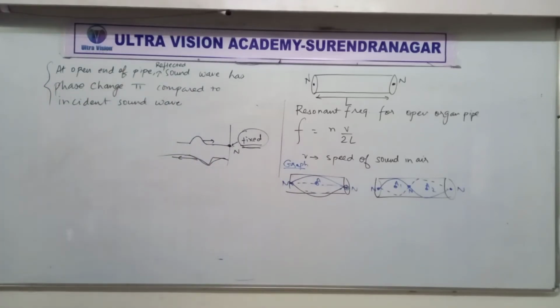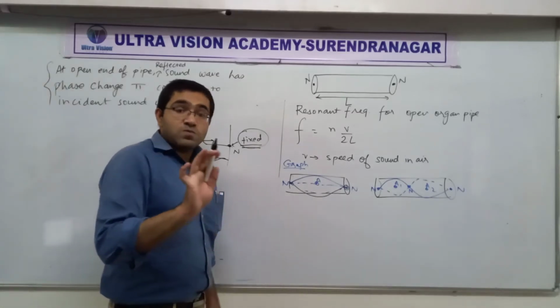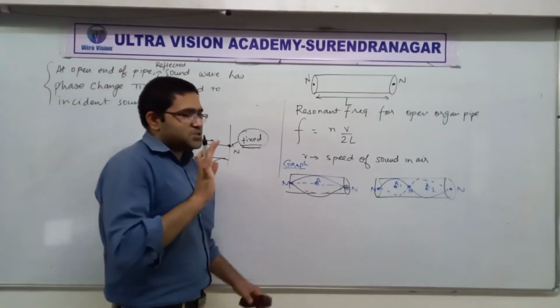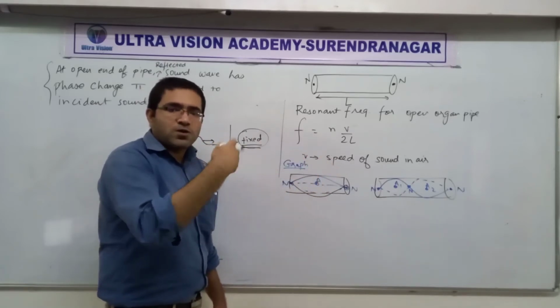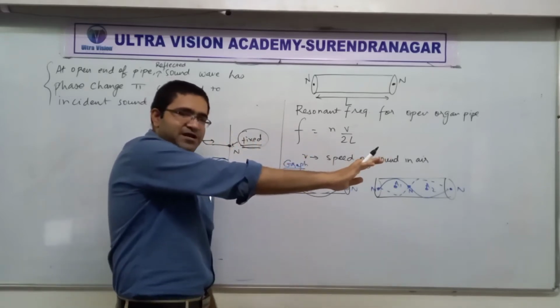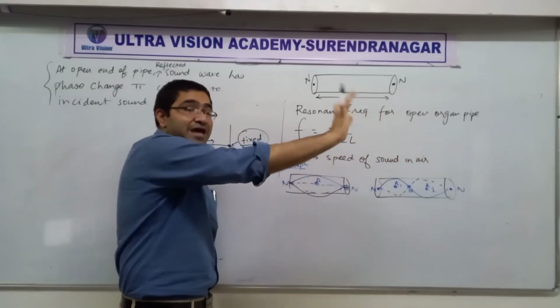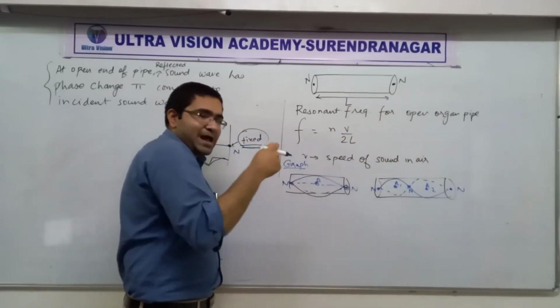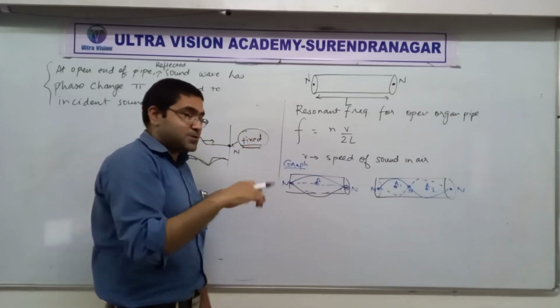Okay, inverted as in what? Inverted as in pressure. That is, you send a pulse of higher pressure. So if it goes towards that side, it will go as high pressure, high pressure, high pressure. Fine. But then when it comes back, it will not come back as high pressure. It will come back as low pressure, opposite.